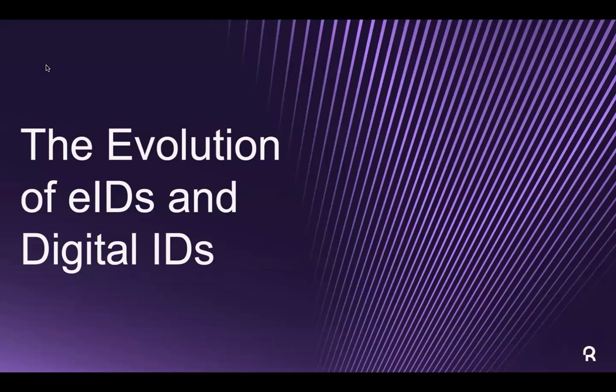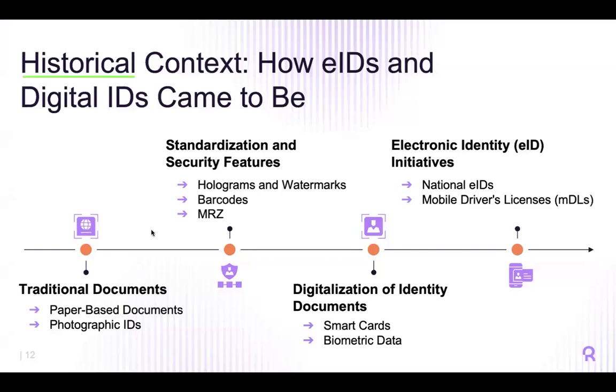Okay, let's take a step back. The evolution of identity documents from traditional to electronic forms has been shaped by technological advancements, societal needs, and security concerns. Not long ago, there were documents that didn't even have photos. They still exist now, but they're still paper-based documents like birth certificates, social security cards, and government-issued ID cards.